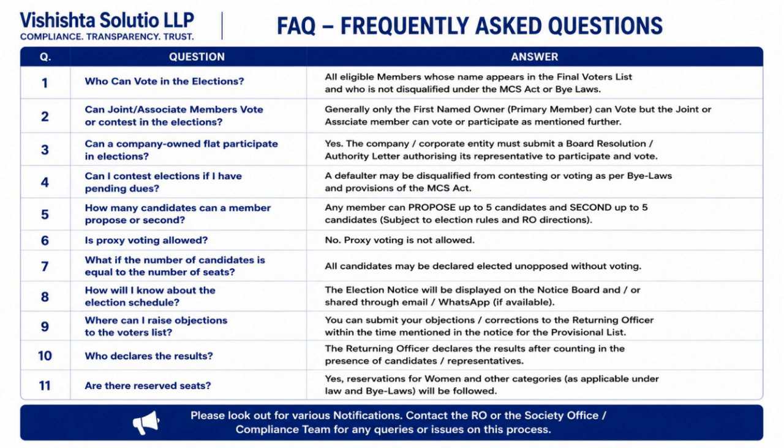Any objections to the voters list can be submitted to the returning officer within the time frame mentioned for the provisional list. The returning officer is responsible for declaring the results after counting votes, and this usually happens in the presence of candidates or their representatives. Lastly, certain seats are reserved, such as those for women and other categories, in accordance with the law and bylaws.